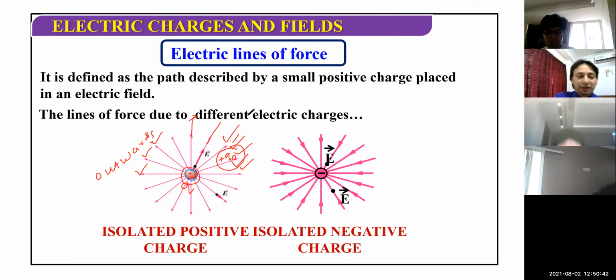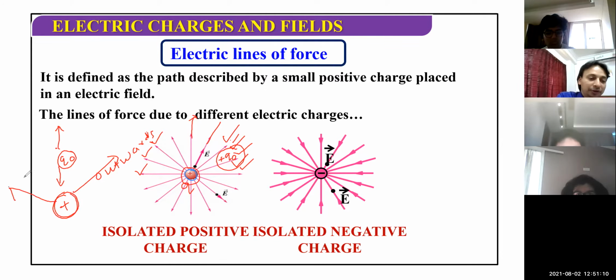Let me draw this diagram one more time. We have this diagram, and this is Q naught charge. Now the question is, in what direction will this Q naught go? It will go outward or it will move inward? That is the question actually. So in simple words, this Q naught charge particle will go in the direction of electric field. And I know that due to the positive charge particle, electric fields are outward. In any way you can draw as many lines as you want. So this Q naught will also go along this direction of the electric field.